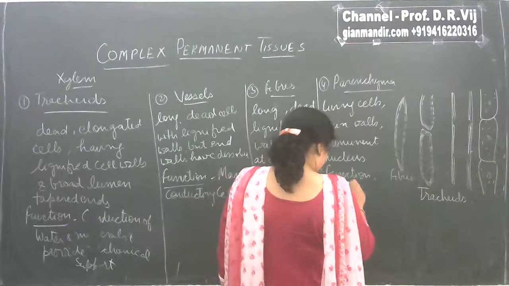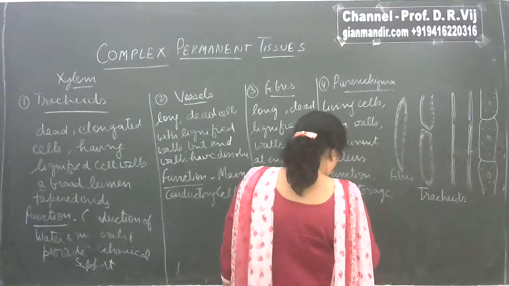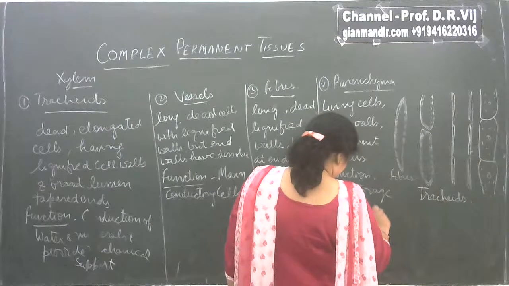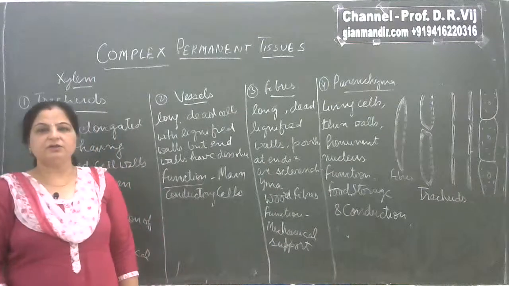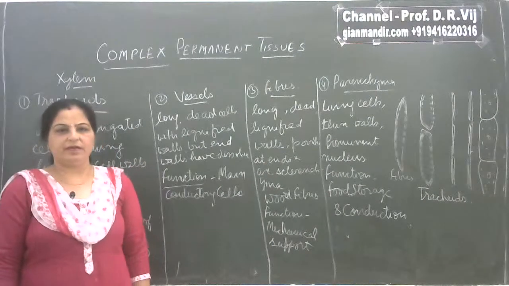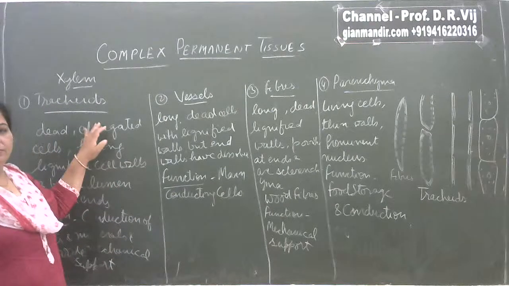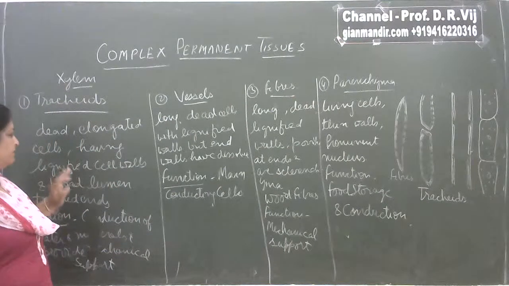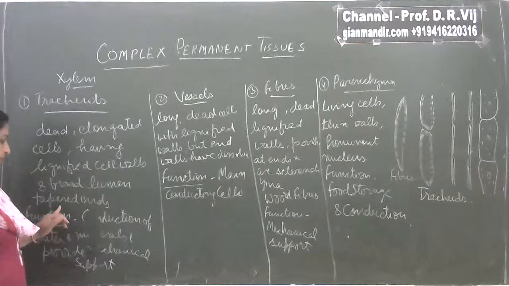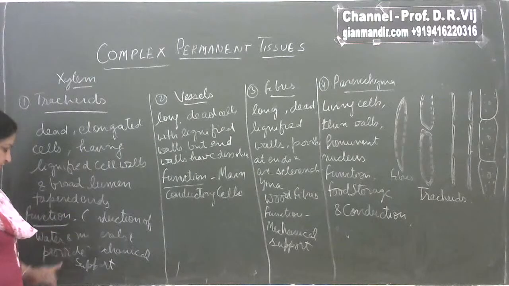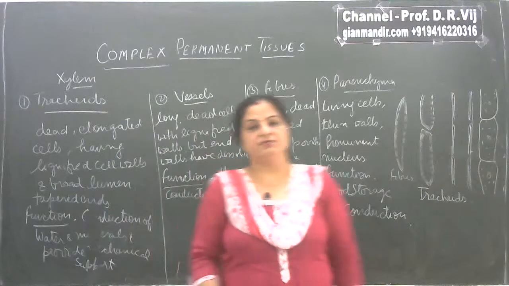it helps in food storage, and of course it helps in conduction. So these all are the four types of xylem cells or xylem components. The first one is xylem tracheids. These are dead elongated cells having lignified cell walls and broad lumen and tapered ends, and their function is conduction of water and minerals. If you look at another component, that is vessels.